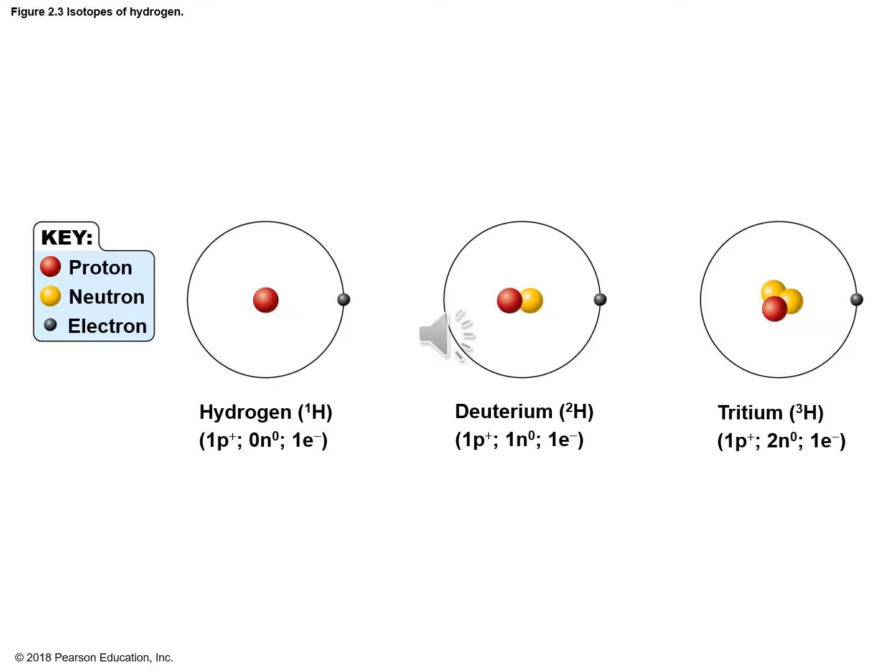Some of these isotopes are very unstable, meaning that they won't stay in that state for very long. They have a tendency to emit their neutron and decay.